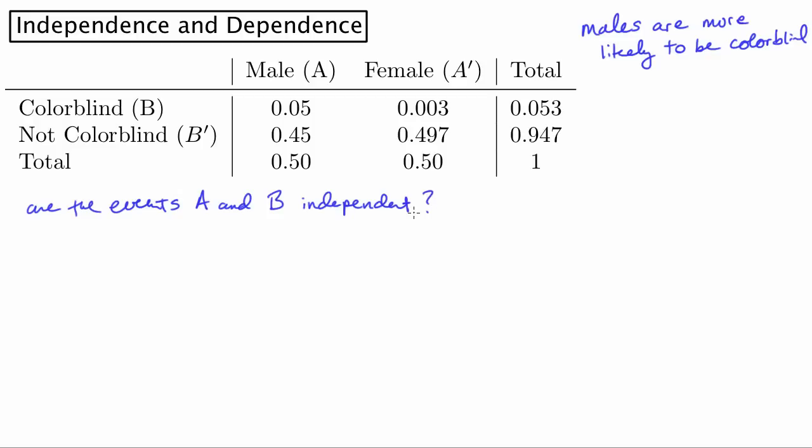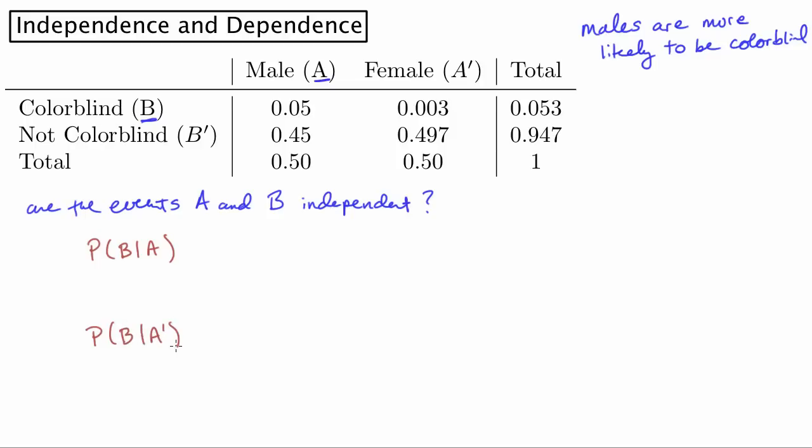So if we were trying to make a case for A and B, event A being male, event B being colorblind, being independent, we would have to be able to conclude that one does not affect the probability of the other. And if you're trying to come up with a way of testing that, probably the best way would be to look at the conditional probabilities, B given A, and also look at B given not A.